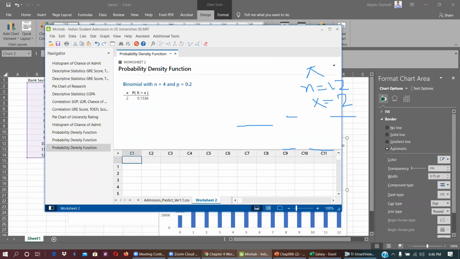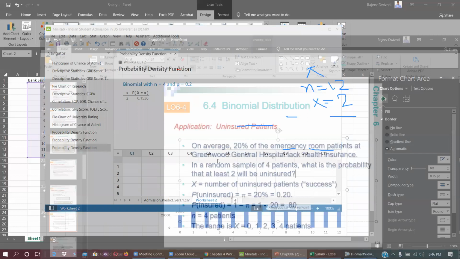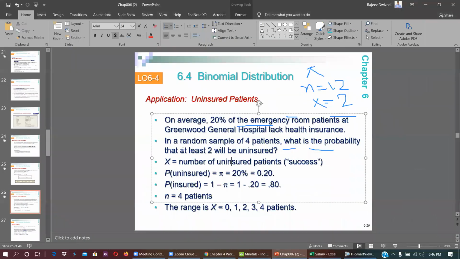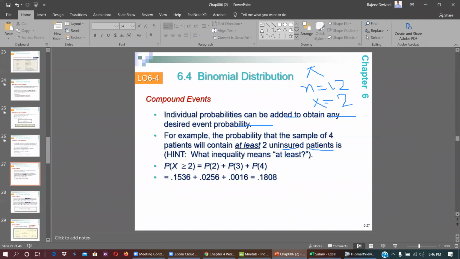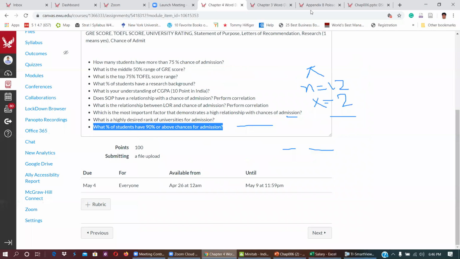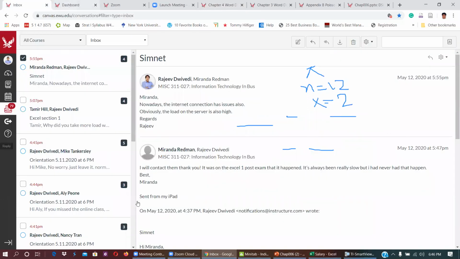Now the role of compound event probability is coming here. So what we need to do, at least 2 will be uninsured. So we have to check the probability of 0, probability of 1, and probability of 2, probability of 3, probability of 4. So we can see everything here, and then we can compound here. Before going into this, I would like to show you the third option, which is table.